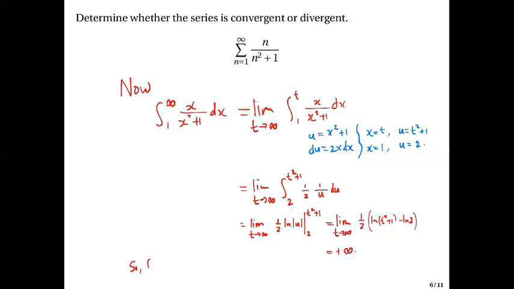So the improper integral of x over x squared plus 1 dx is divergent. So the series n over n squared plus 1, from 1 up to plus infinity, is also divergent.